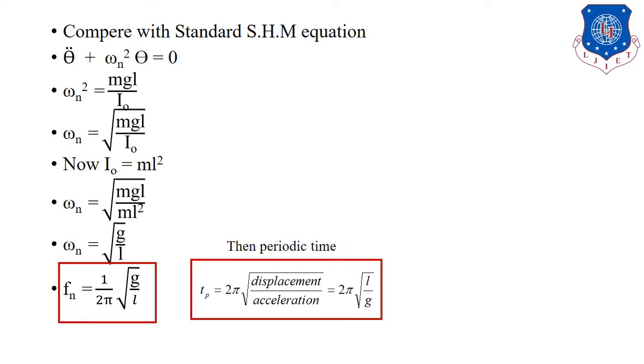So this is the angular velocity for the simple pendulum system, and we know that frequency is omega n upon 2 pi. So Fn is equal to 1 upon 2 pi into under root g upon l, and the time period is the inverse of the frequency. So we can write Tp, the time period, equal to 2 pi into under root l by g. Here you can see that the frequency depends only on the length, small l. That we have to prove by the practical.